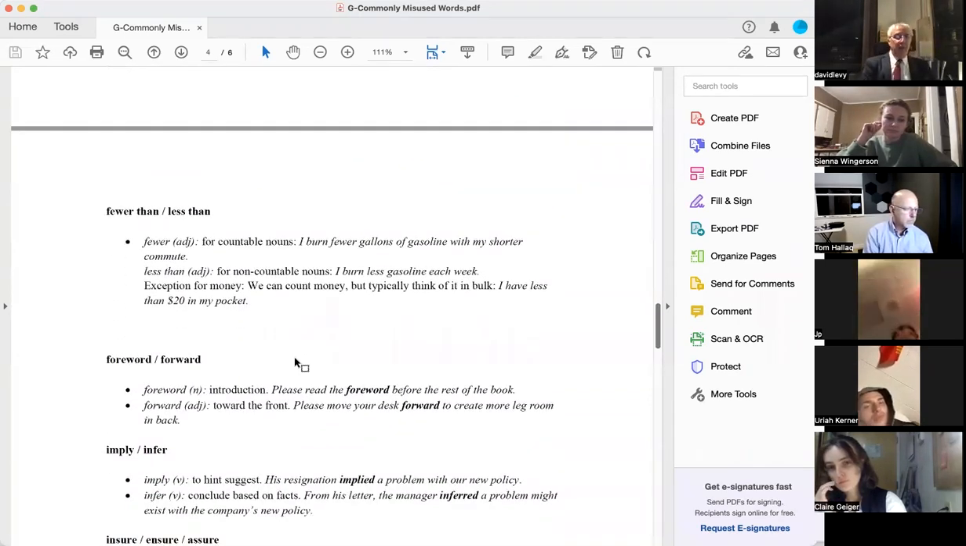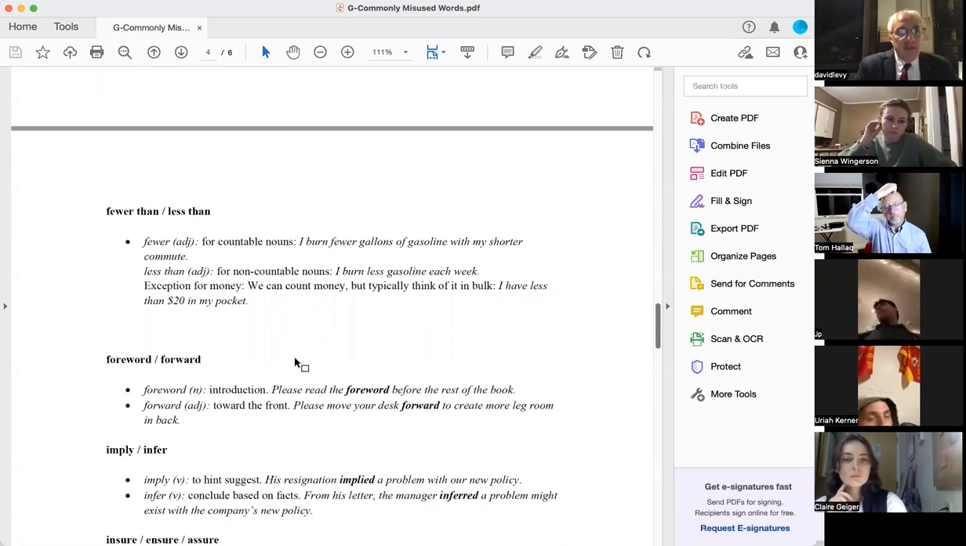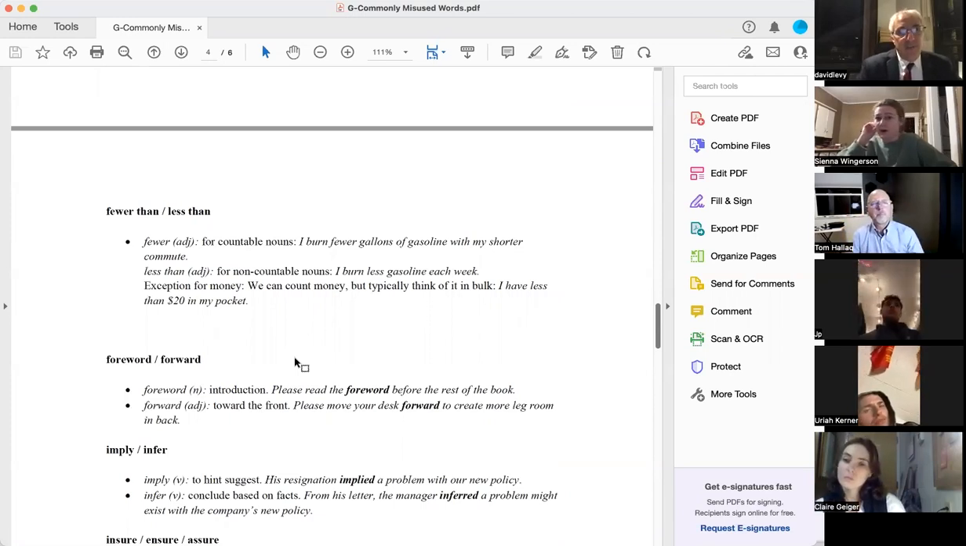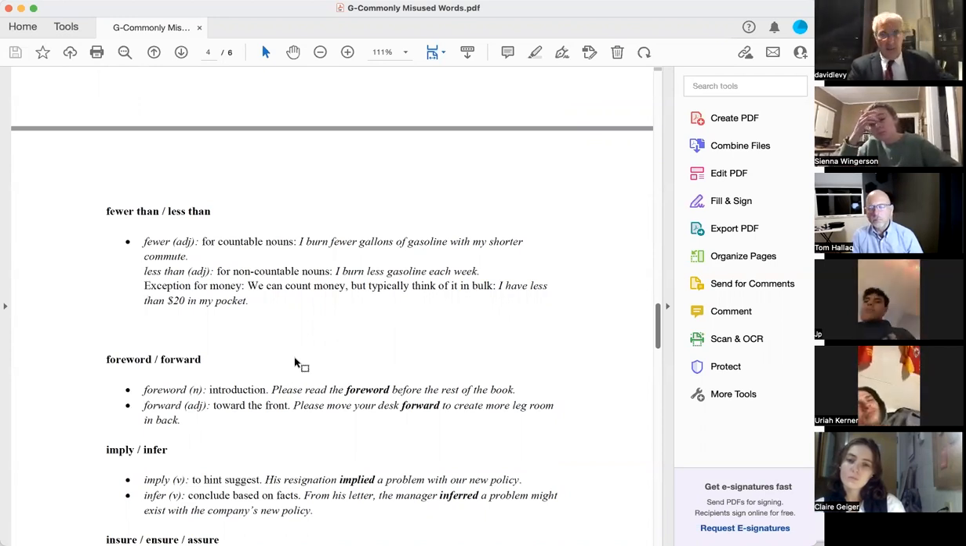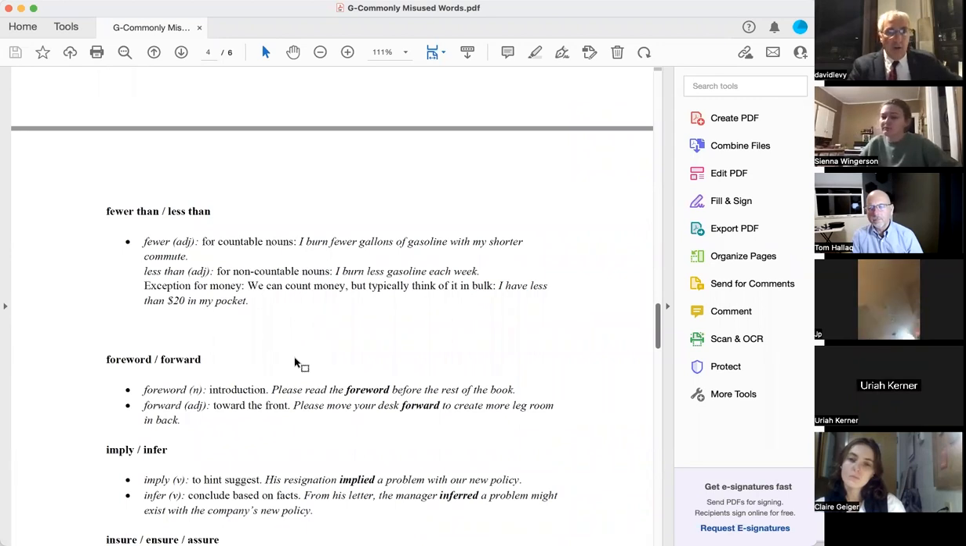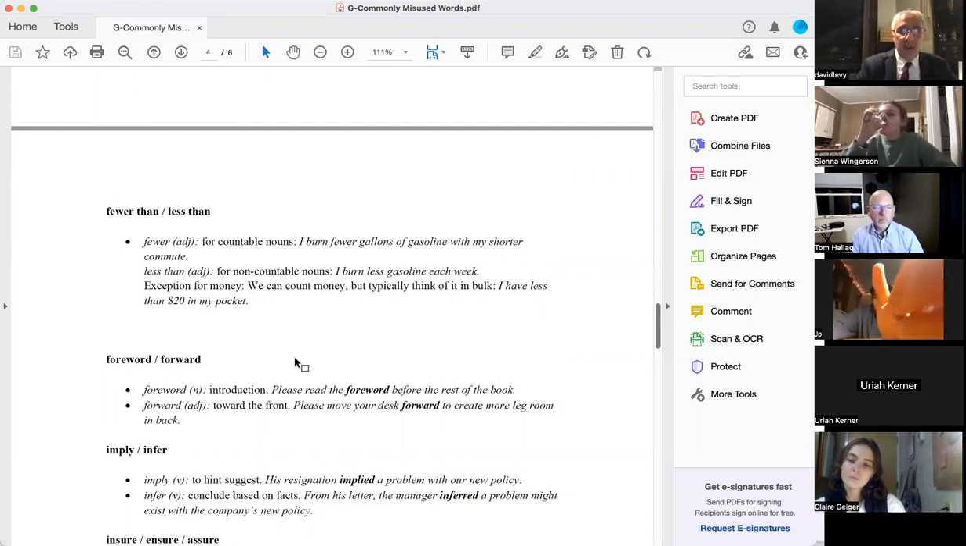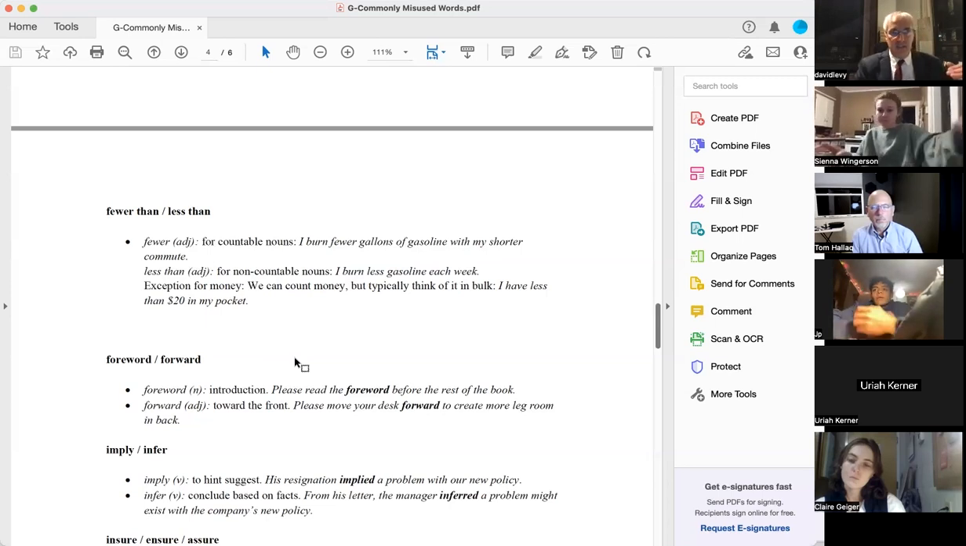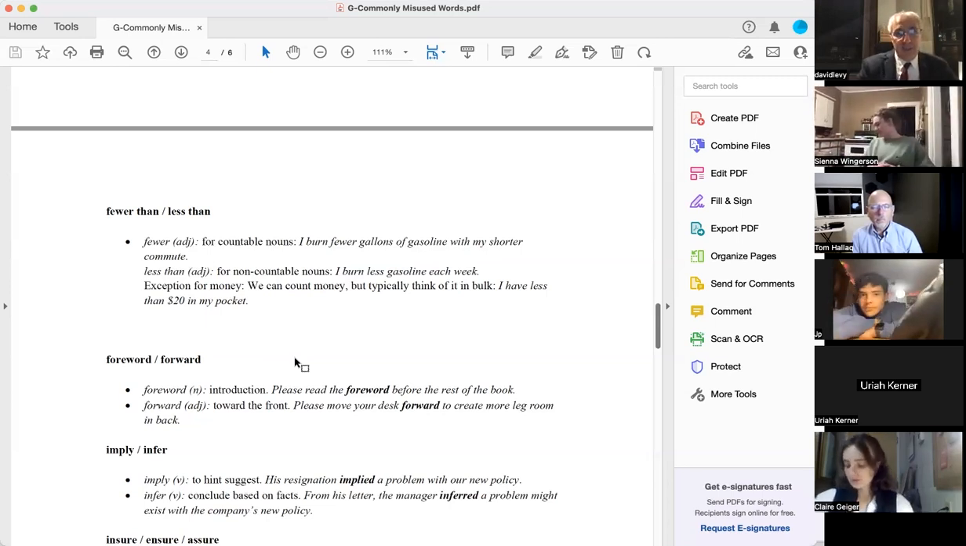Fewer and less than. Again, both adjectives. The difference is that fewer we use for things that we can count. For example, I burn fewer gallons of gasoline. You can count the gallons of gasoline that you use in your car. But if you had a sentence like, I burn less gasoline each week, you can't really count that because you're not breaking the gasoline down into gallons in that particular sentence. And that is the big difference.